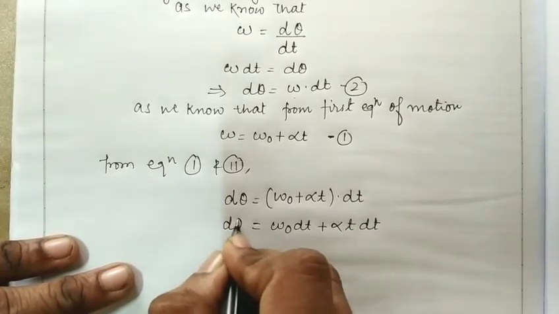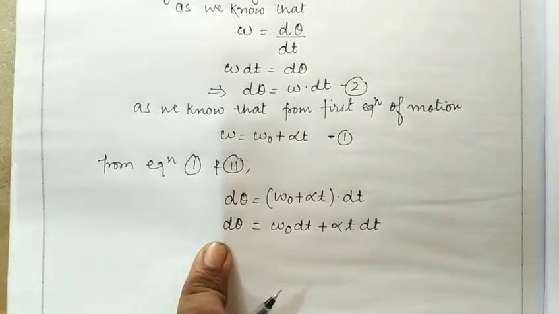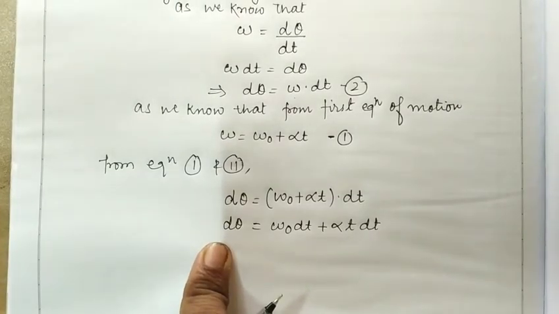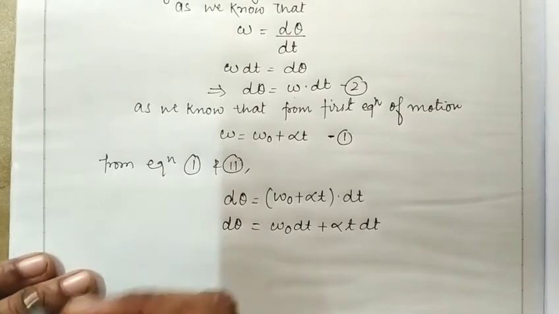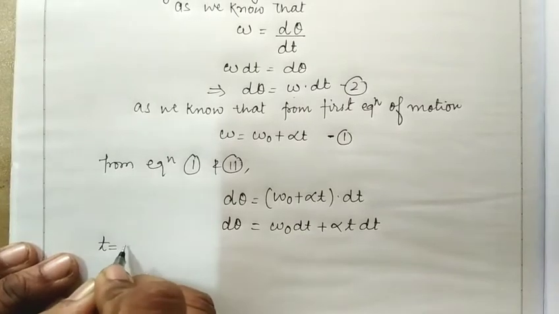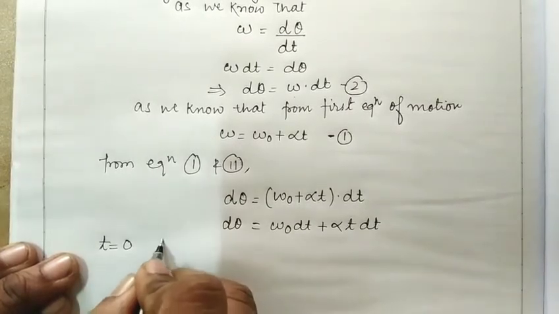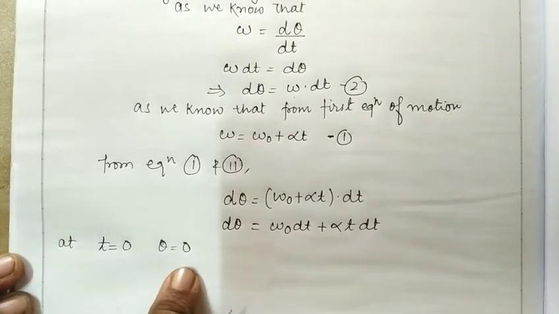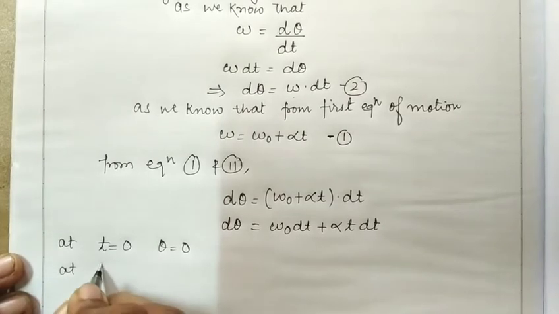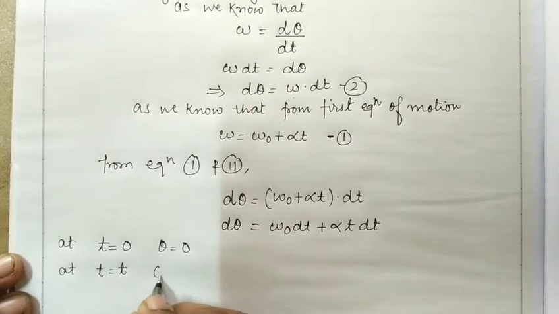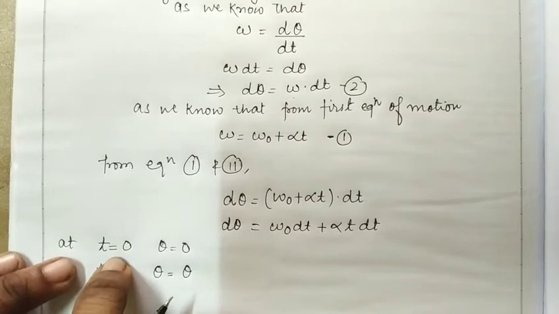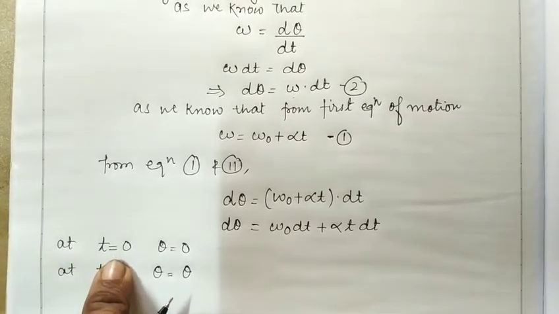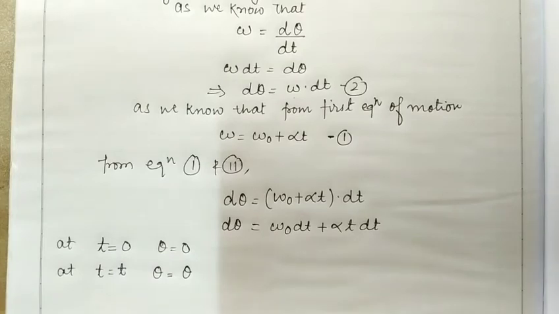This is d theta. If d theta represents a small change in the angular displacement, we have to calculate it for the whole journey. So let's start. When time t was 0, then the displacement theta was 0. At t equals 0, displacement was 0. And when time becomes maximum, that is t, then the angular displacement becomes theta.